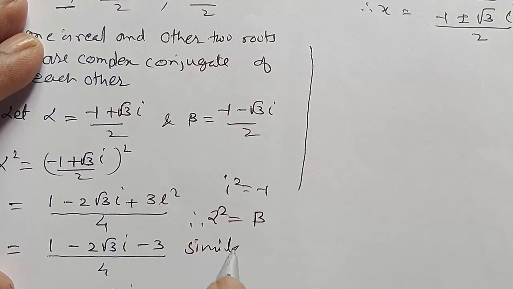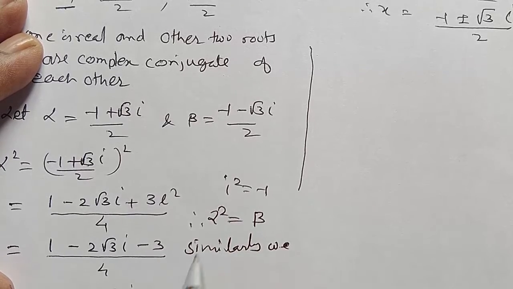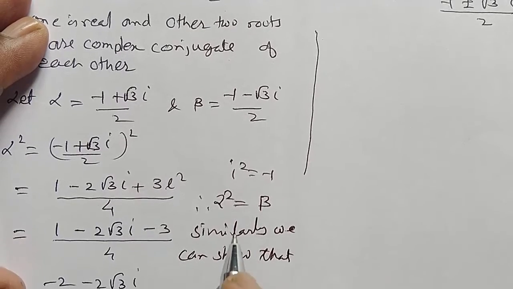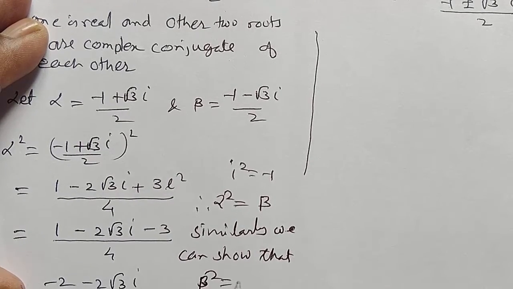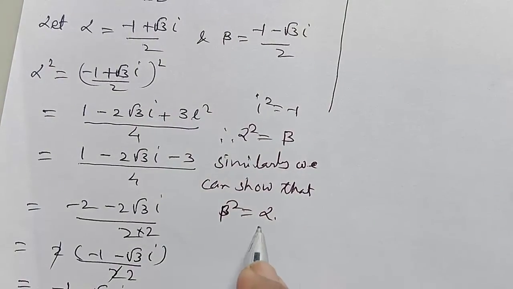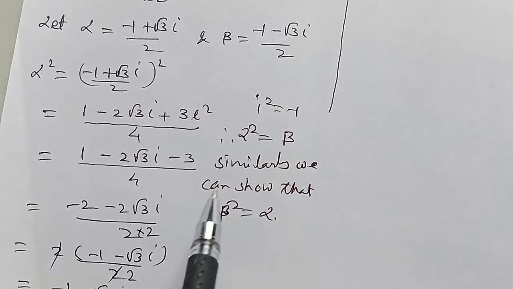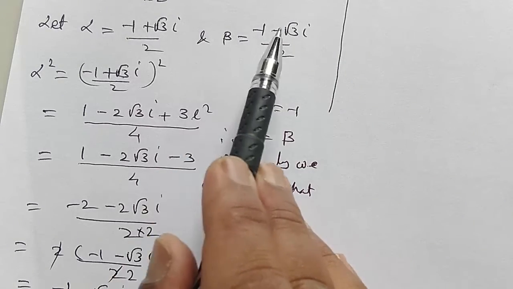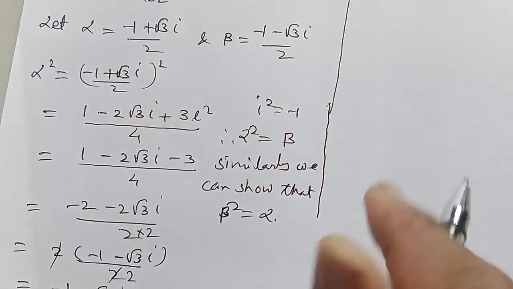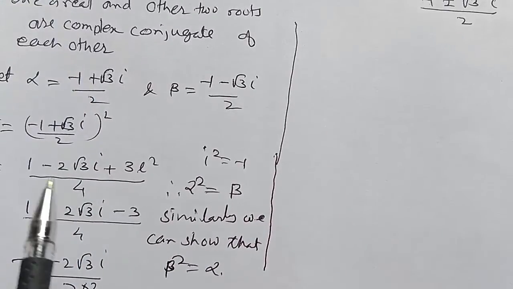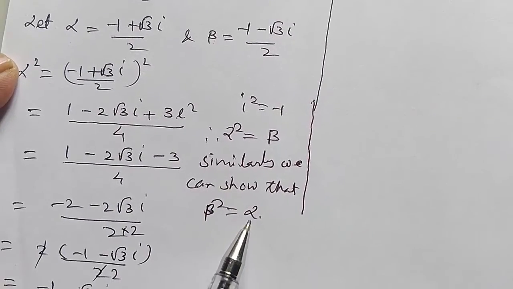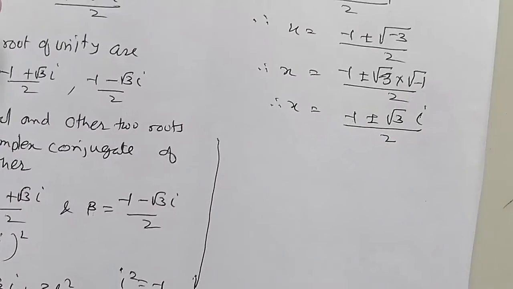Similarly, we can show that beta square is equal to alpha. It is left as an exercise for the student. You have to show that taking beta and squaring it, you will get alpha. So we get alpha square is equal to beta and beta square is equal to alpha.